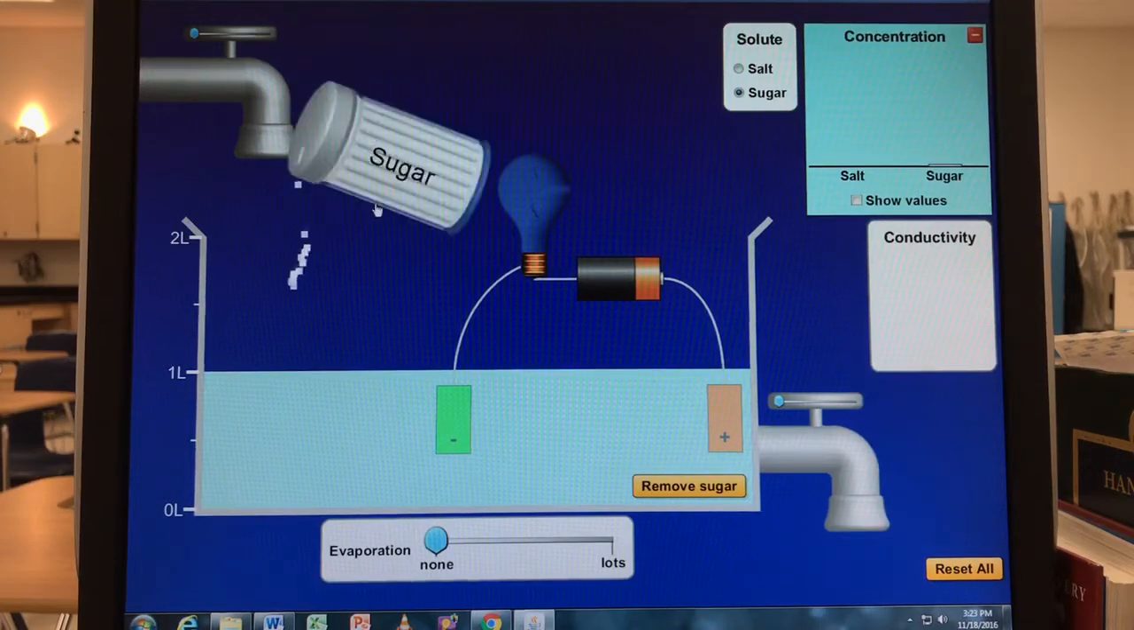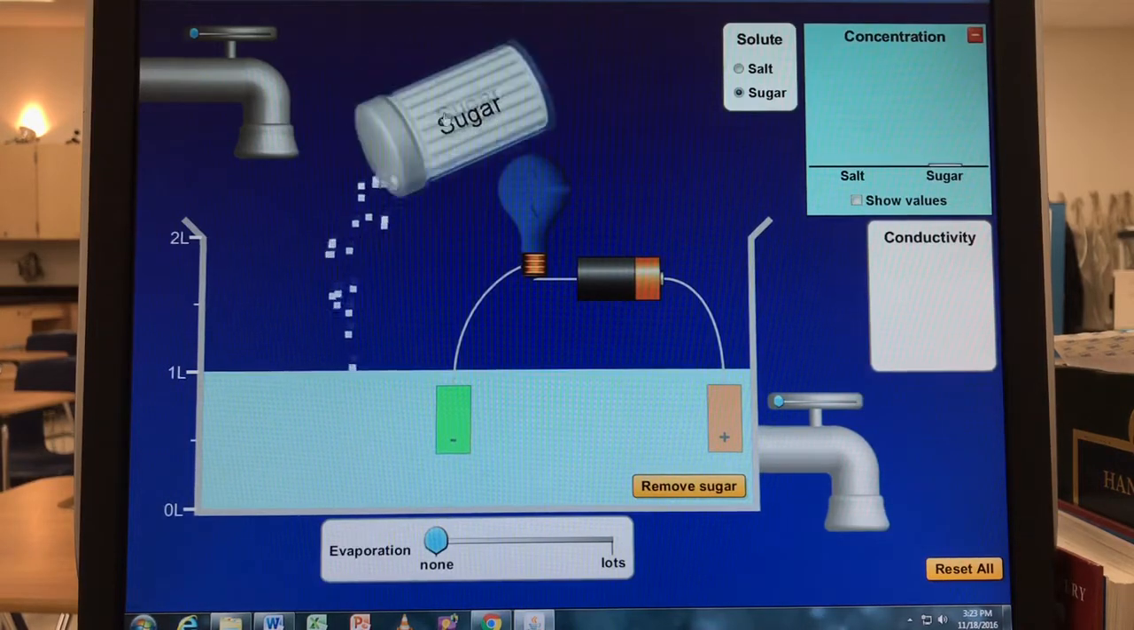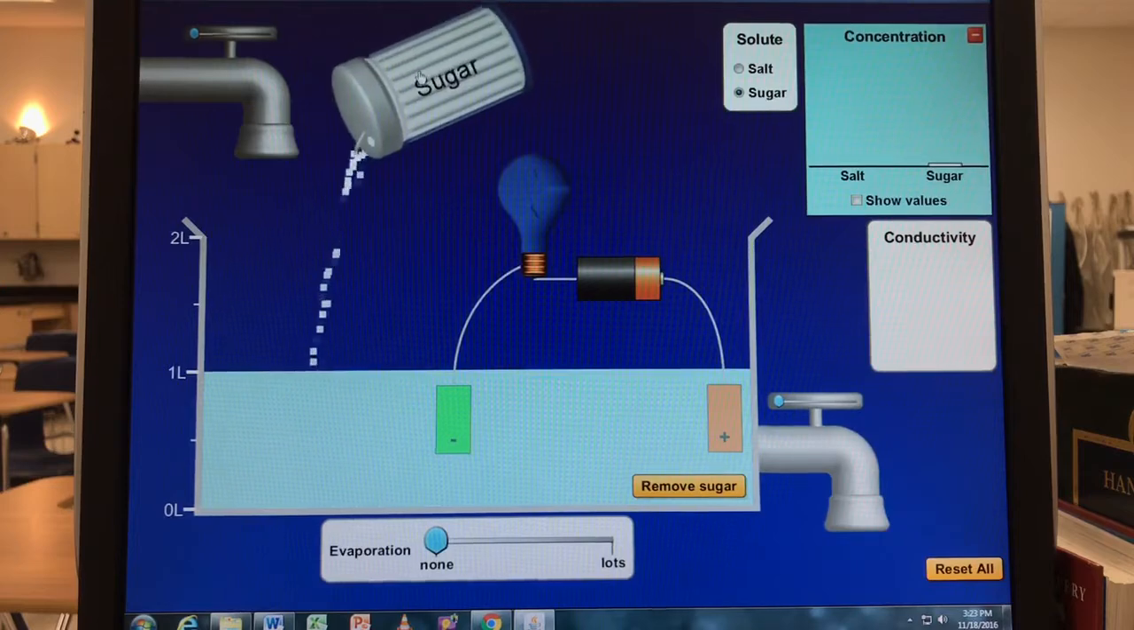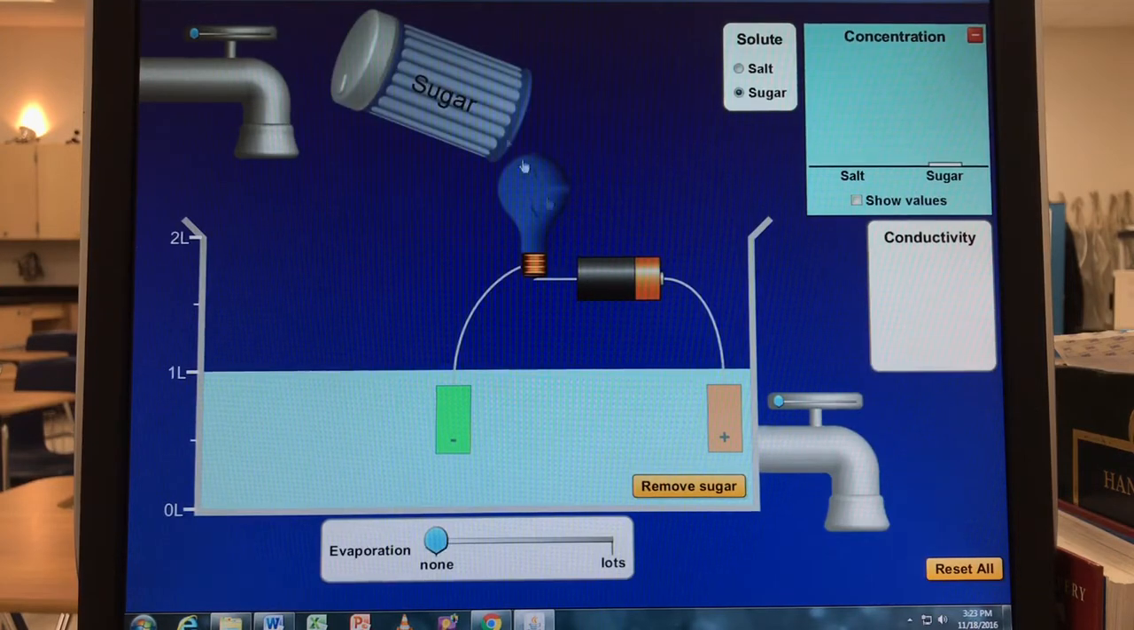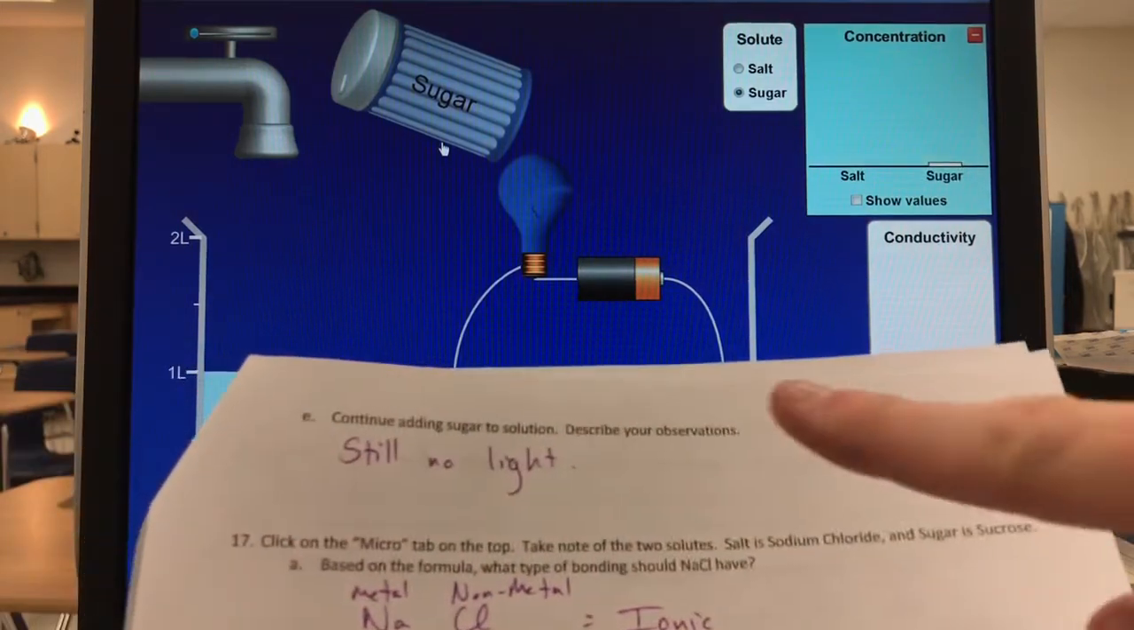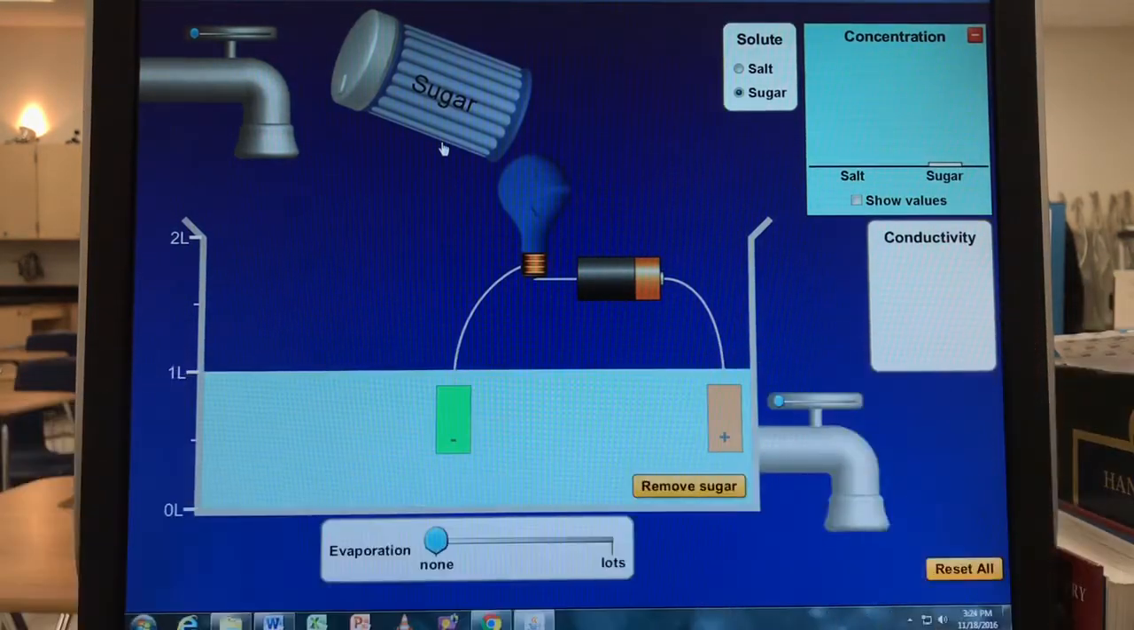And it doesn't matter how much sugar we put in, lots and lots of sugar inside there, sugary water, the light bulb does not light up. So something must be different with sugar that makes it not able to conduct electricity. All right, going on to the next page, still no light, lots of sugar in there, still no light. So let's try to figure out why this is.